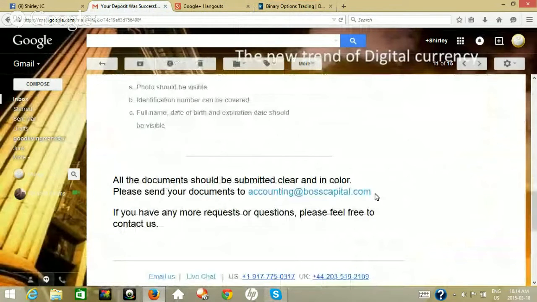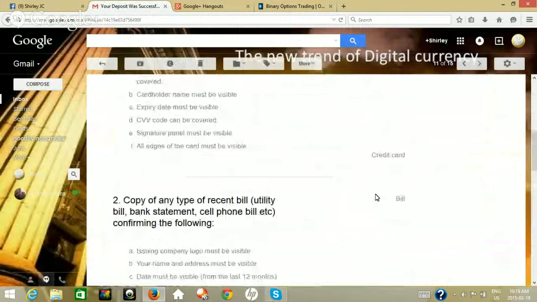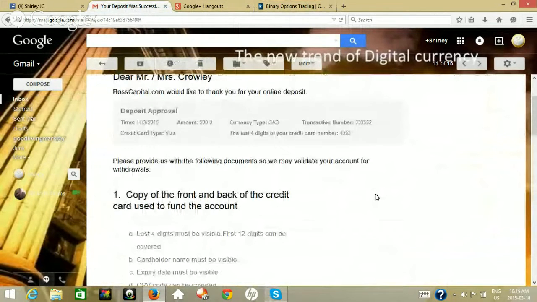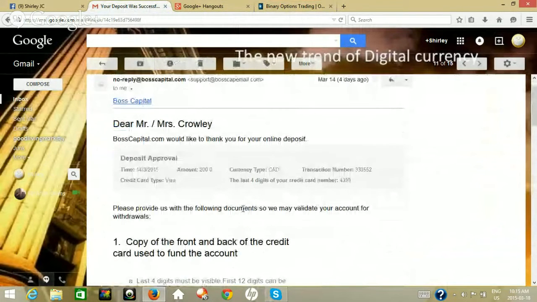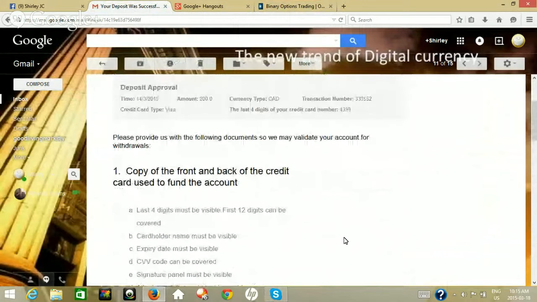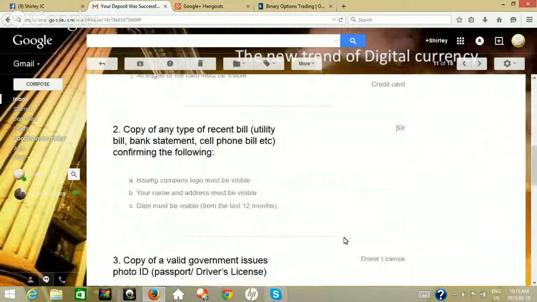Oh, okay. So do you want me to submit all this verification first? Yeah. Okay, so I have to submit all this first. Provide us the following documents that will validate your account for withdrawals. Copy of the front.